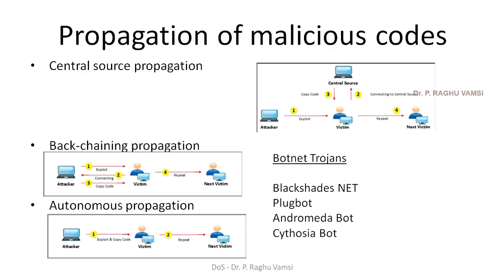These are the list of famous botnet trojans, such as BlackShades Net, Plugbot, Andromeda bot, and Zeroshia bot. These are the various famous botnet trojans available for working with botnets. These trojans can be easily identified by the Windows 10 Security Defender. The reason, as I told you, is that they have done extraordinary work so far in providing security. So even Microsoft is asking everyone who uses Windows 7 to move to the Windows 10 operating system for better security.